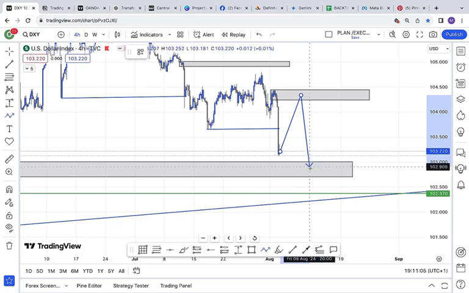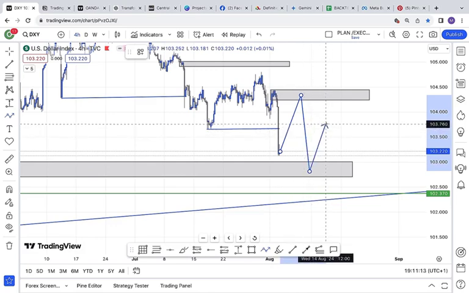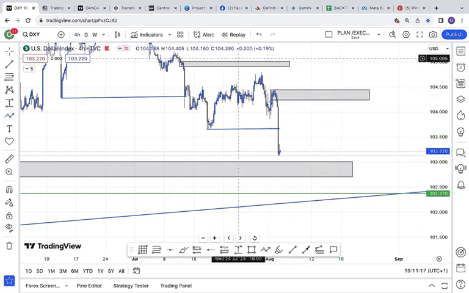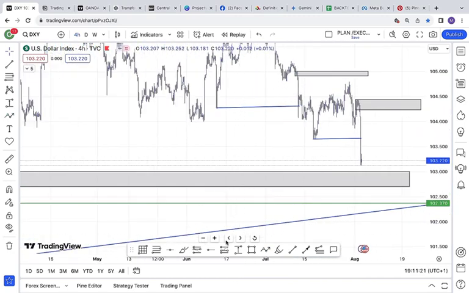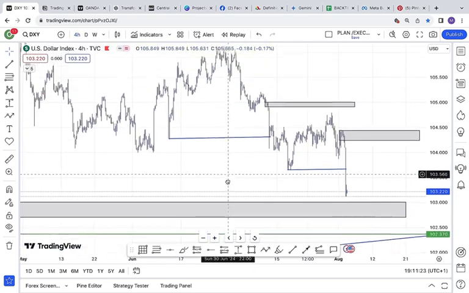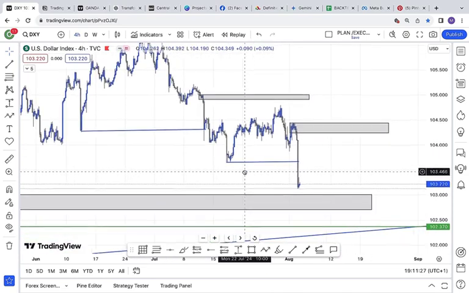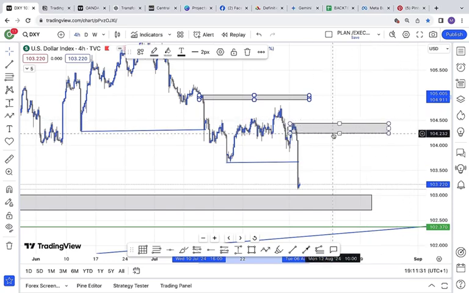Supply zone to demand. Then if there is any other supply here, we will not take our trade from this zone up to this zone. That's the 4 hour. I believe that the big boys have started pricing in the rate cuts. So the 4 hour is a downtrend, so we'll be looking at selling this market in the upcoming week.